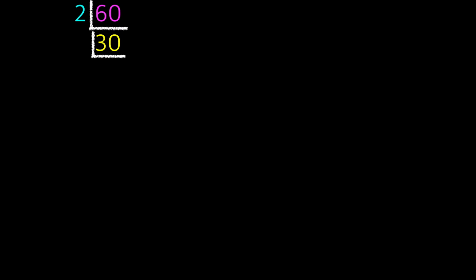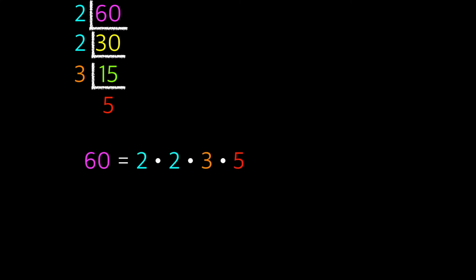So let's do it. 30 divided by 2 is 15 and 15 divided by 3 is 5. So it's finished, right? So basically it means 60 is made out of 2 times 2 times 3 times 5. So if you actually put this into a calculator, you will get 60.